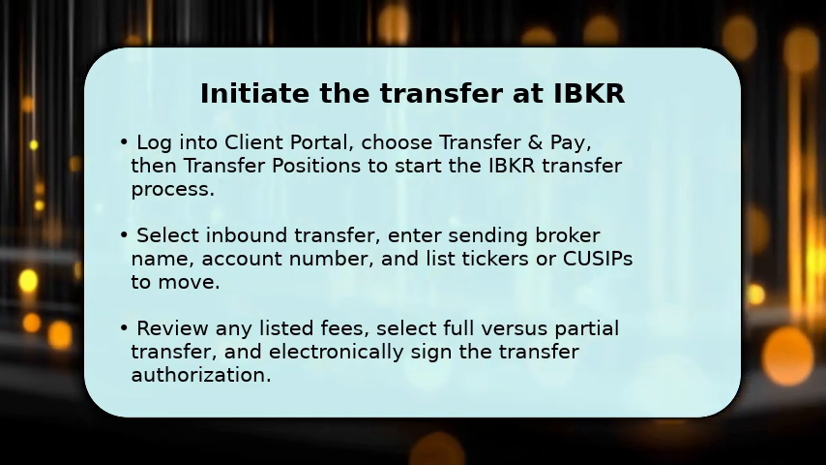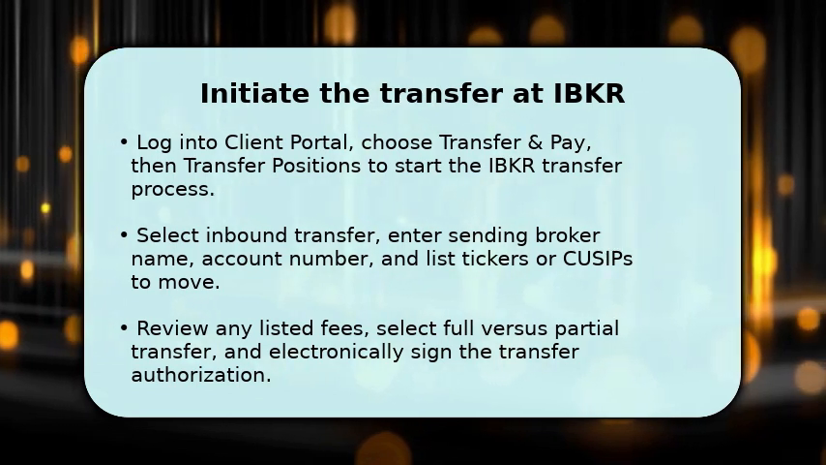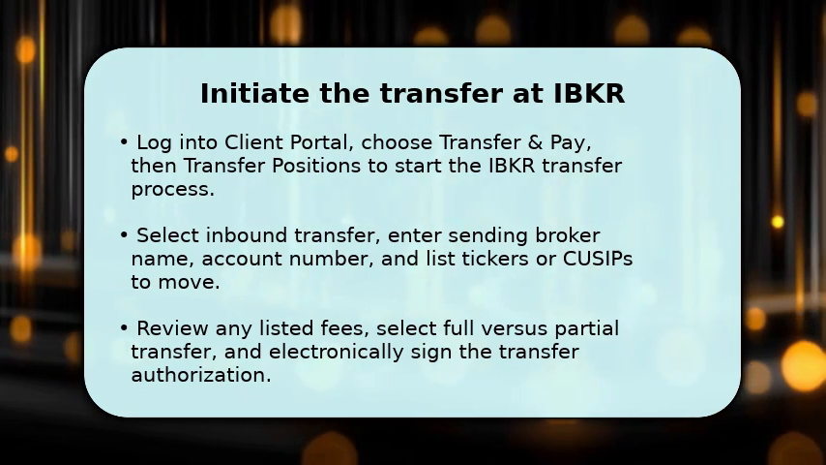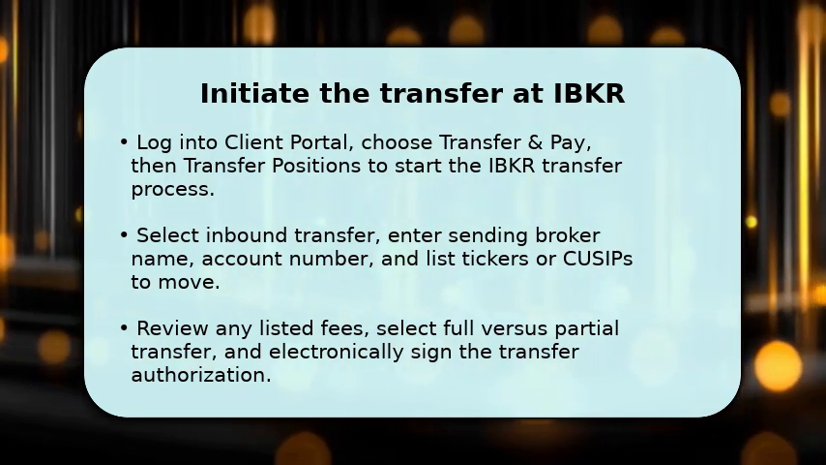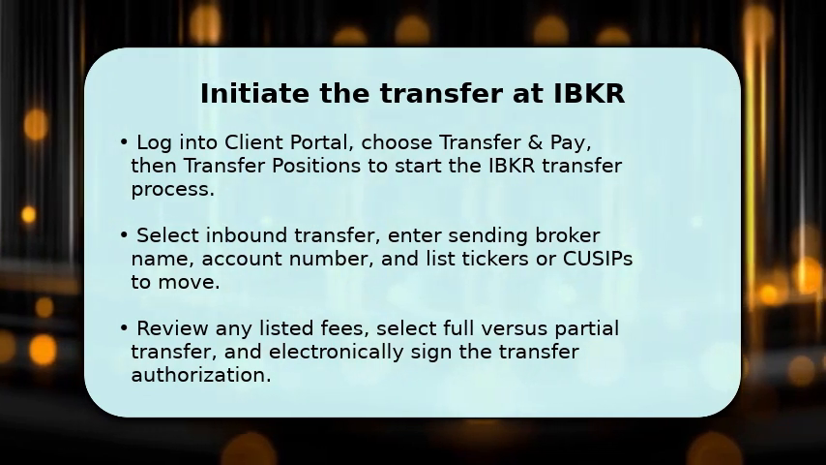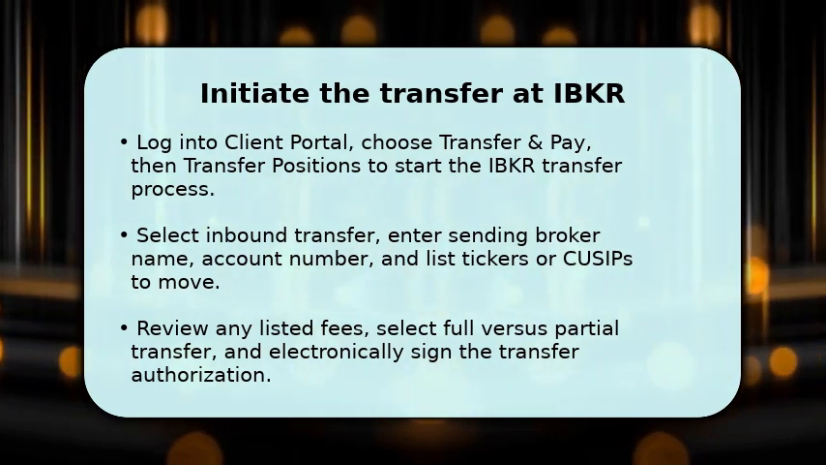Choose full versus partial transfer and specify lot selection if available. Review any listed fees. IBKR often shows $0 for standard ACATS inbound. Then electronically sign the transfer authorization and submit. Keep the confirmation number and monitor emails for any follow-up from either broker.